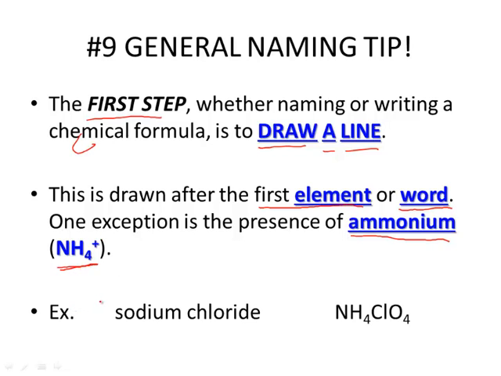To draw our line, if we have sodium chloride as an example, we're going to draw a line after our first element or first word. So we're going to separate sodium from our chloride. With NH4 ClO4, we said we're going to draw a line after the first element unless we see NH4. Then we're going to draw it after the NH4 to separate our two parts from one another. So that'll be our first tip to help us out, to draw a line.